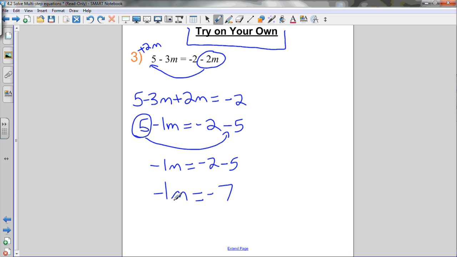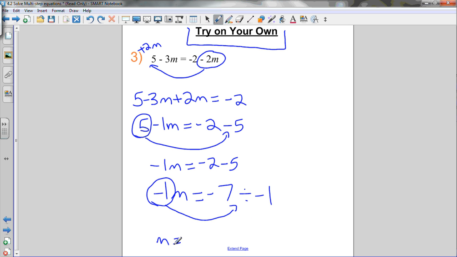Now isolate this m. I want to get the variable all by itself. So I want to move this negative 1 to the other side by applying the opposite operation. Right now, I have negative 1 times m. The opposite of multiplying m by negative 1 is dividing by negative 1. So I need to divide by negative 1 to bring it to the other side.